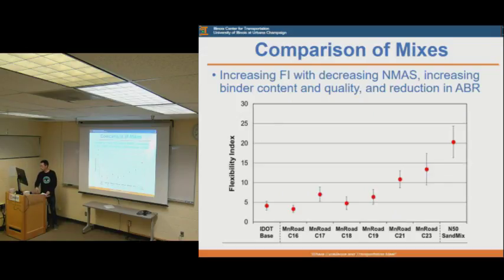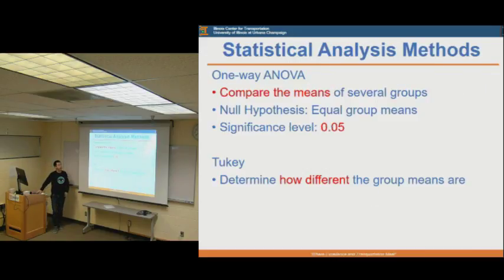Here, this figure shows a comparison of mixes, and we can conclude that when we decrease the N mass, or increase the binder content and quality, and reduce the ABR in the asphalt mixture, we always get a higher flexibility index.